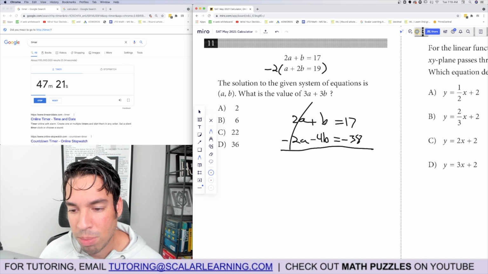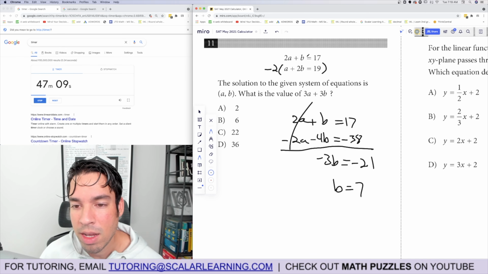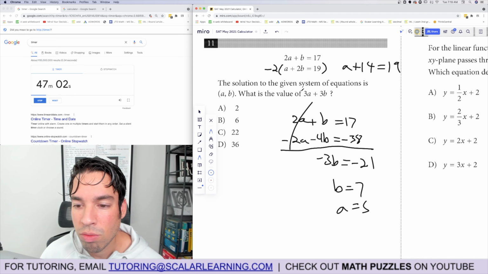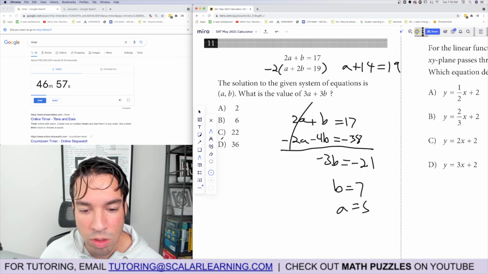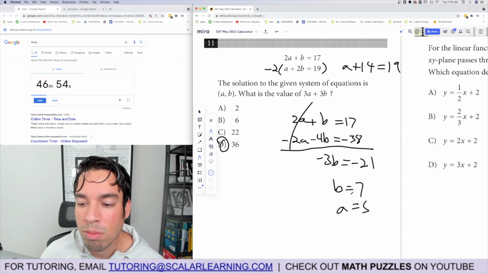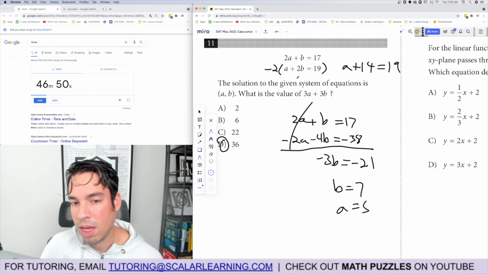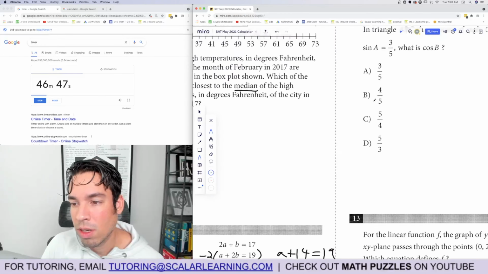A cancels when we add these together. B plus -4B is -3B equals 17 minus 38, which is -21. Divide both sides by -3. B equals 7. Plug it into either. Let's do it here. A plus 2 times 7 is 14 equals 19. Therefore, A equals 5. So 3A plus 3B. I can also factor out the 3 and say 3 times (A plus B). That's 12 times 3 is 36. Boom, done. Let's just make sure in both equations. 10 plus 7 is 17. And we already verified that one. We're good. Let's go on to number 12.